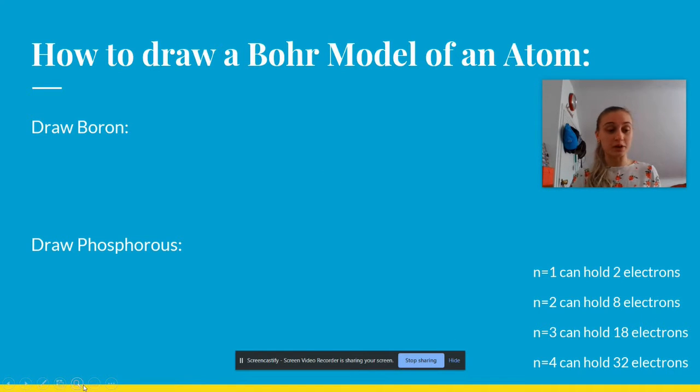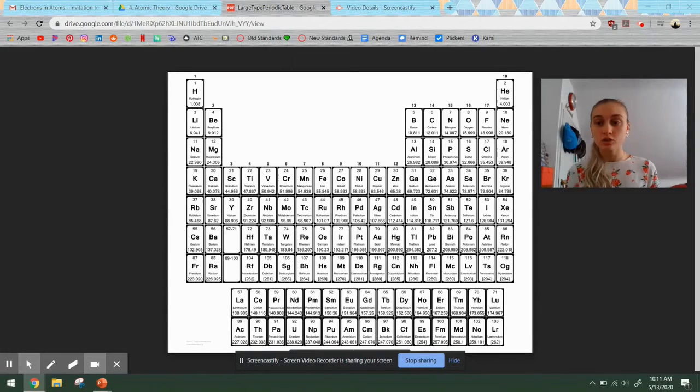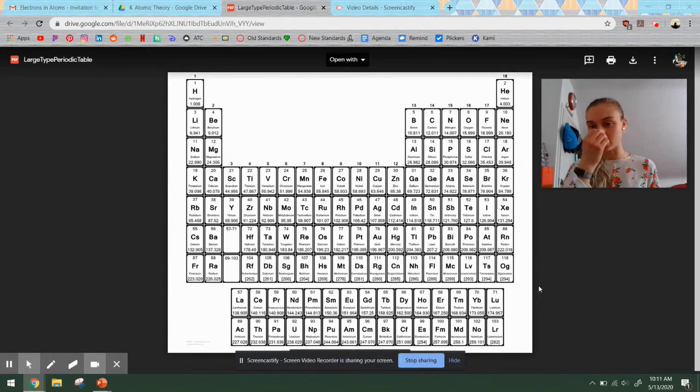we need to look up a periodic table. I pulled up the periodic table that I supplied to you guys a couple weeks ago. I can repost it on the agenda. Well, I will repost it on the agenda after thinking about it.